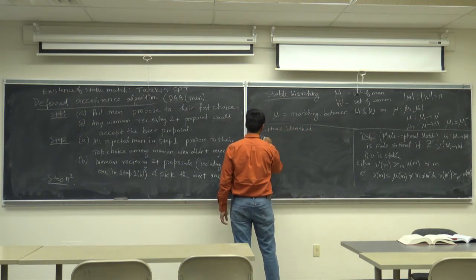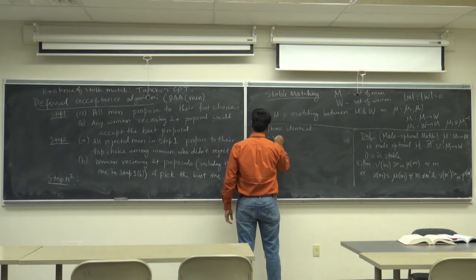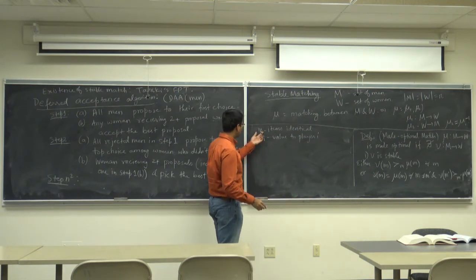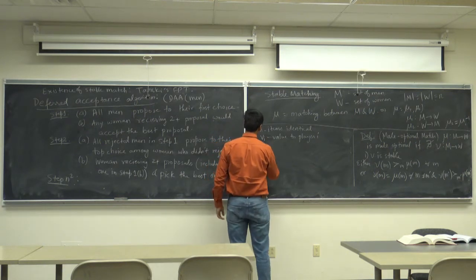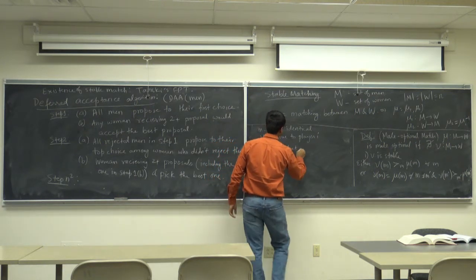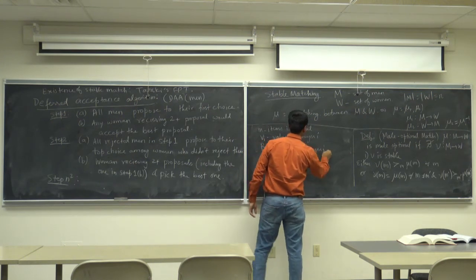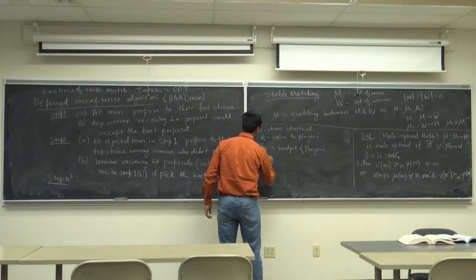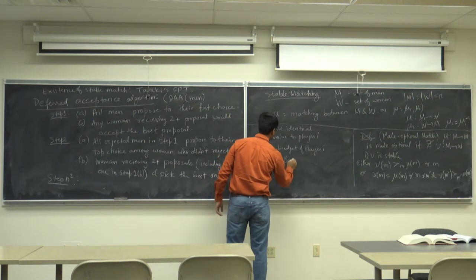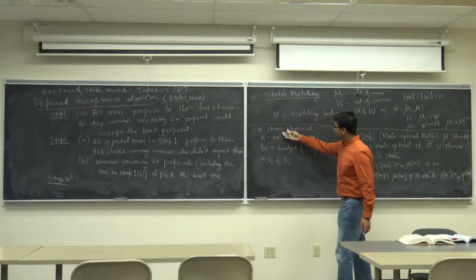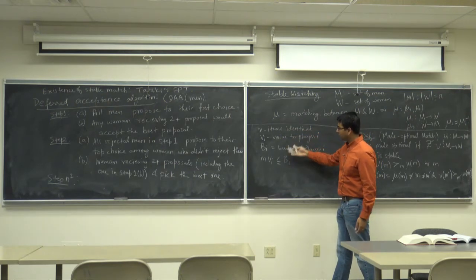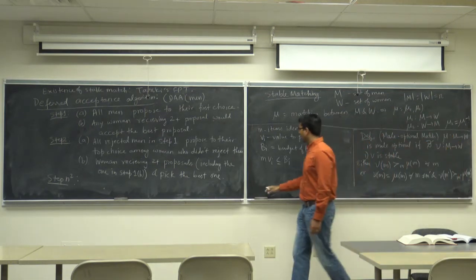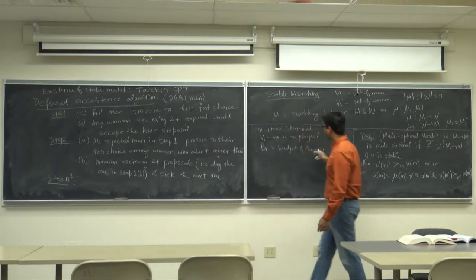You have VI, the value to player I. If player I consumes one item, its value is VI, and then BI is the budget of player I. Obviously, if M multiplied by VI is less than or equal to BI, then you will give all M items to player I, and be done with this auction. But if this is not true, then somehow you have to come up with the price.